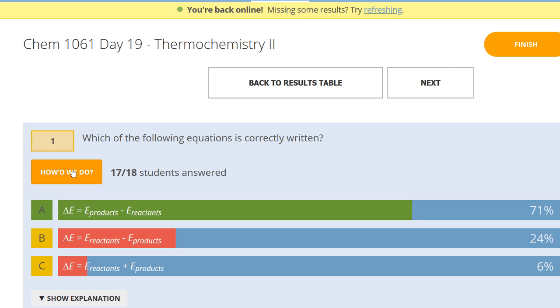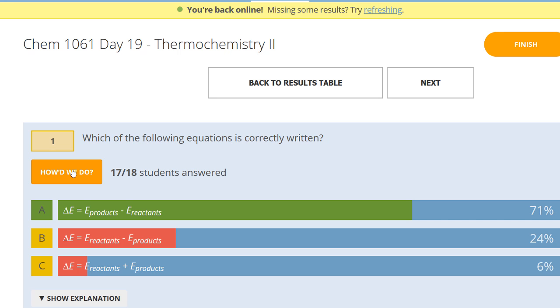First of all, which of the following equations is correctly written? First one, it's delta E, the E value for the products minus the E value for the reactants. Why is it A and not B? Most of you have it right, but why is it A and not B?